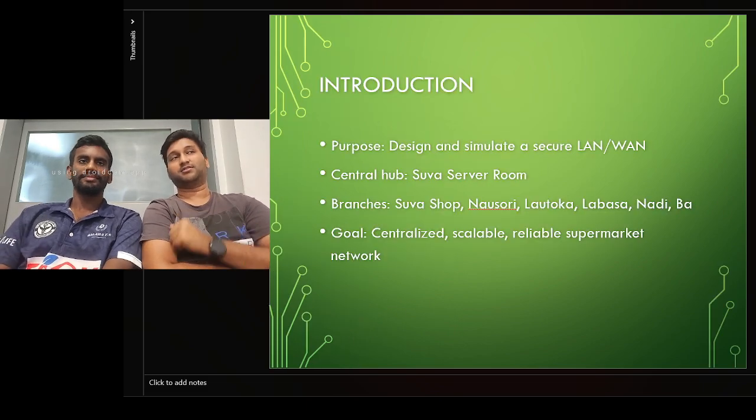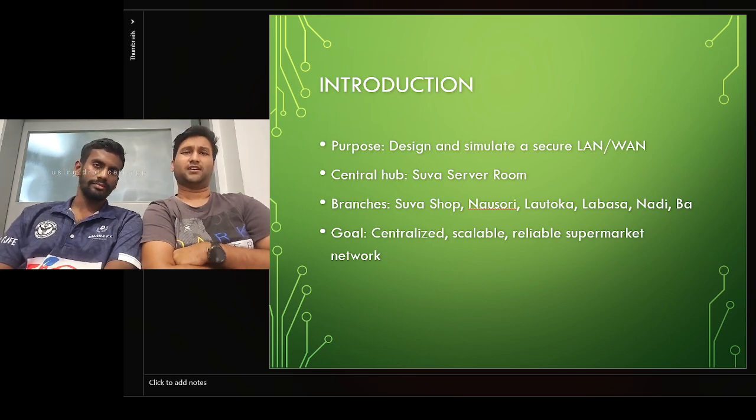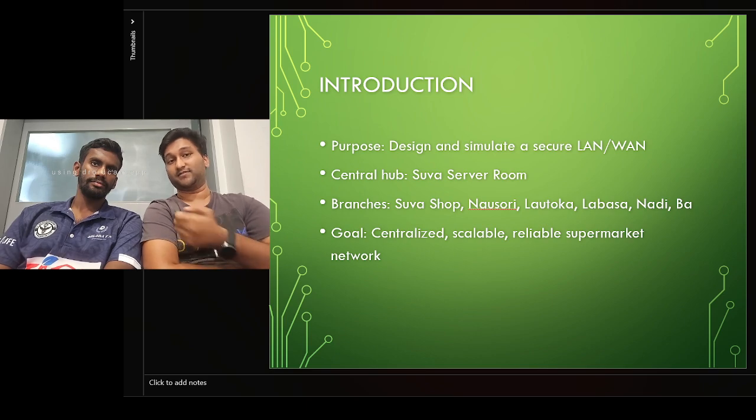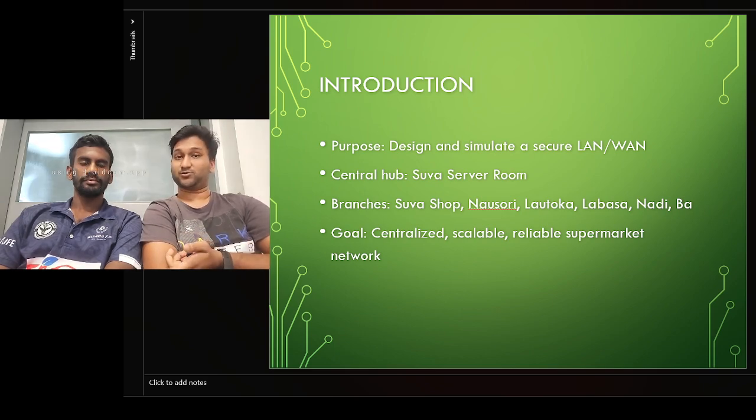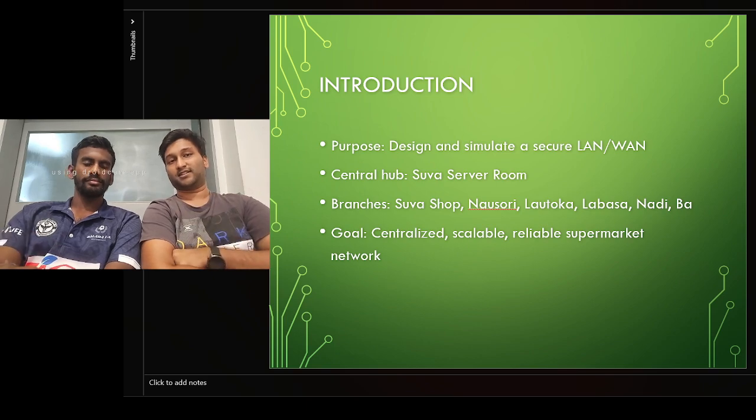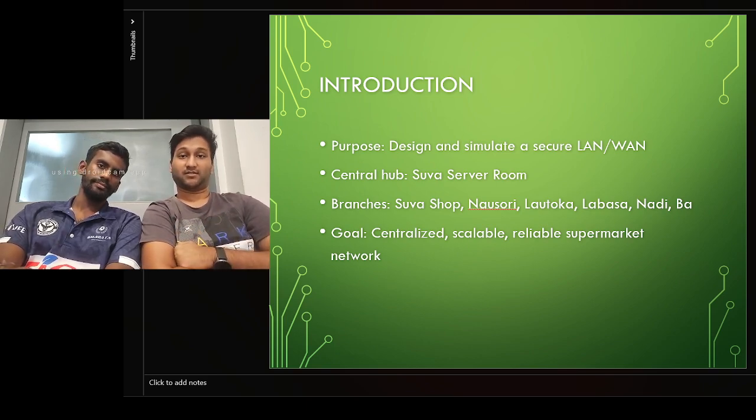To introduce this small topology, the purpose of this design was to simulate a secured LAN and WAN design and have a central hub which we placed in Suva, which has a server room, and we had six branches, which were Suva, Nausori, Lautoka, Labasa, Nadi, and Ba. The goal of this entire assignment was to have a centralized, scalable, reliable supermarket network.